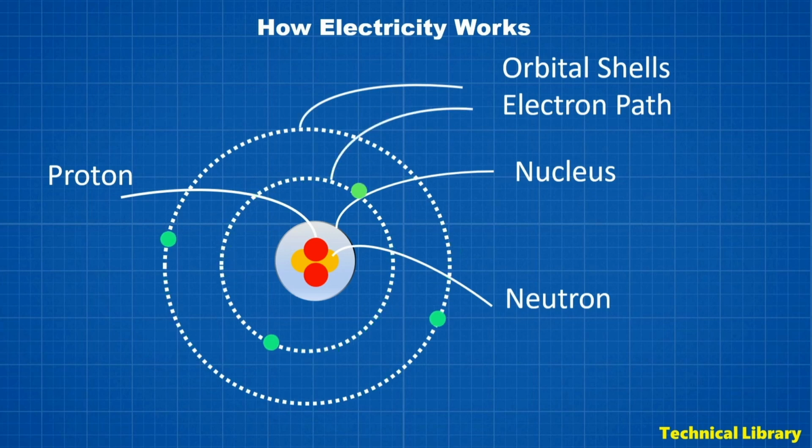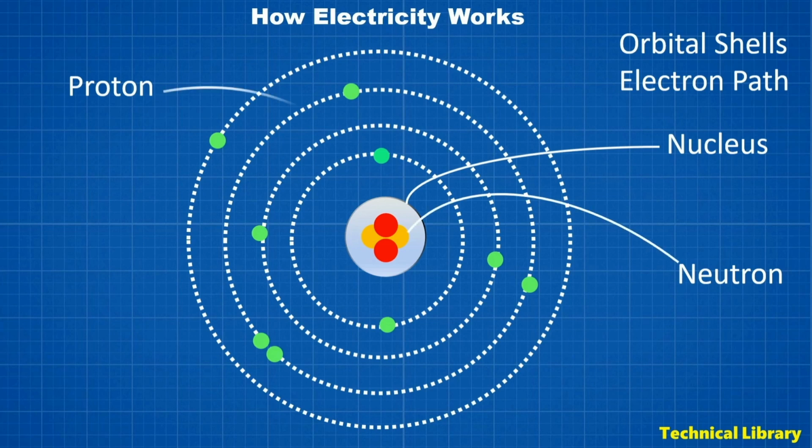There is a nucleus at the center of the atom. Inside the nucleus, we have the neutrons and protons. Neutrons have no charge, and protons are positively charged. The neutrons and the protons are much heavier than the electrons, so these will stay within the nucleus.